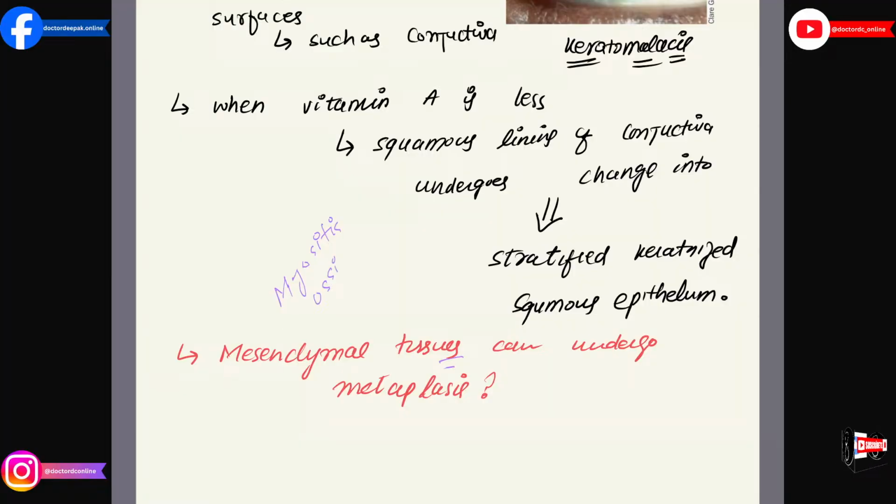Myositis ossificans. First of all, keep in mind that myositis ossificans is an example of metaplasia. So what happens in myositis ossificans? Basically, a person gets trauma, and after the trauma, connective tissue within the muscle is changed into bone. When bone is formed in the muscle, it is called myositis ossificans.